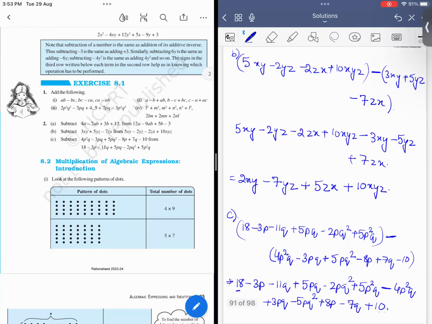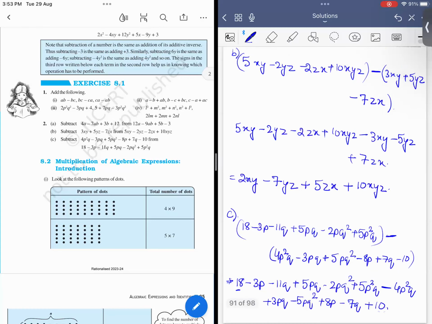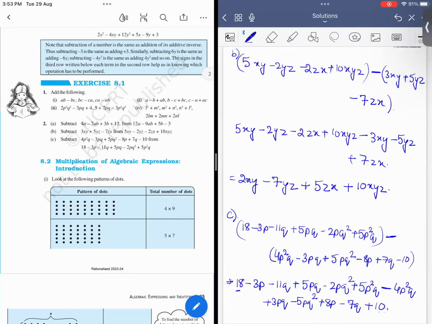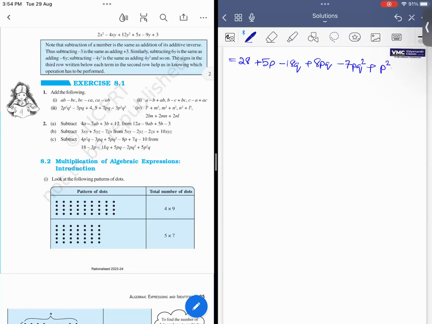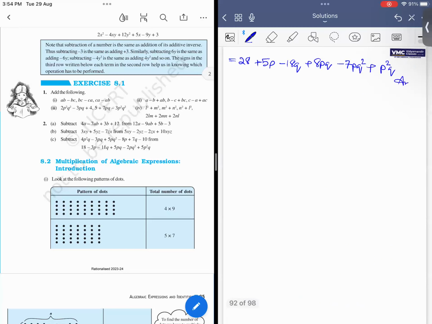Next, minus 2pq square and minus 5pq square, that is minus 7pq square. Next, plus 5p square q, plus 5p square q and minus 4p square q, that is positive p square q. And then what term is left? Yes, all of the terms have been considered. Okay, so this is the final expression. So by this we finished.